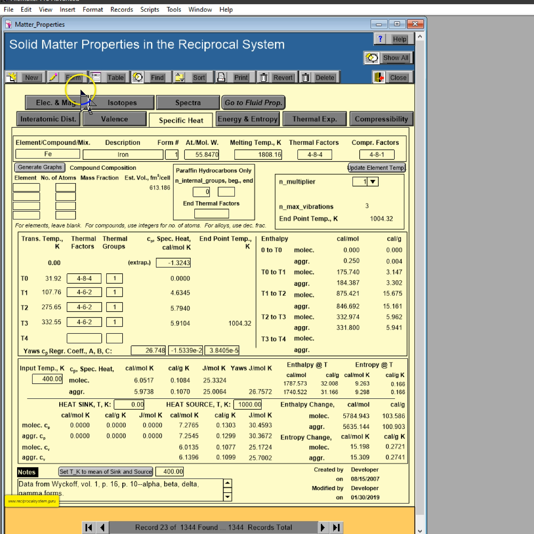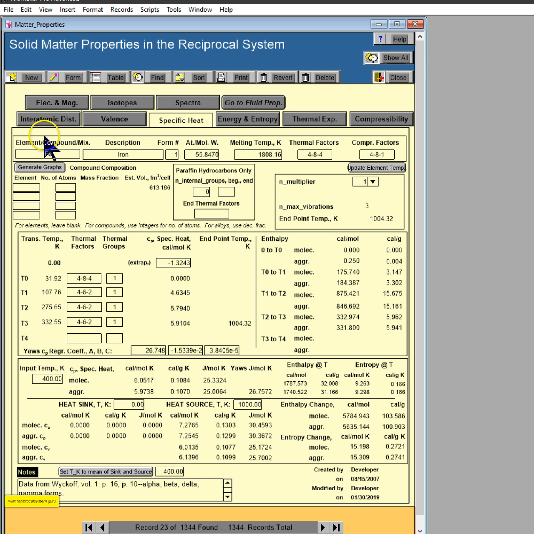And here we have the femtometer cubed per cell. This section here is for paraffin hydrocarbons only, and that's kind of a special case. The same goes for the N multiplier here and max vibrations. Just read the tooltip here: this gives the number of segments of the specific heat curve, so that's important. That's in addition to the first segment, so here we have a total of 4.